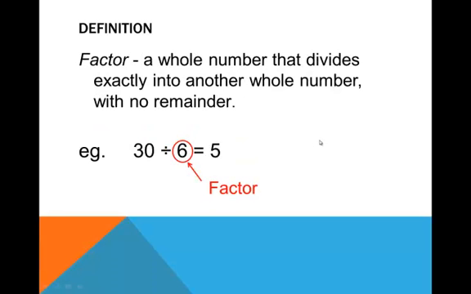Now, another definition that we need to think about is the word factor. And a factor is a whole number that divides exactly into another whole number with no remainder. So here we have 30 divided by 6 gives us 5. So there's no remainder, therefore 6 is a factor of the number 30 and 5 is also a factor of the number 30.